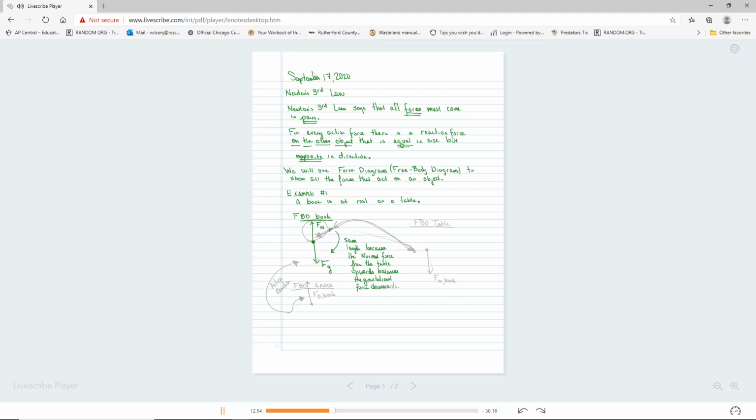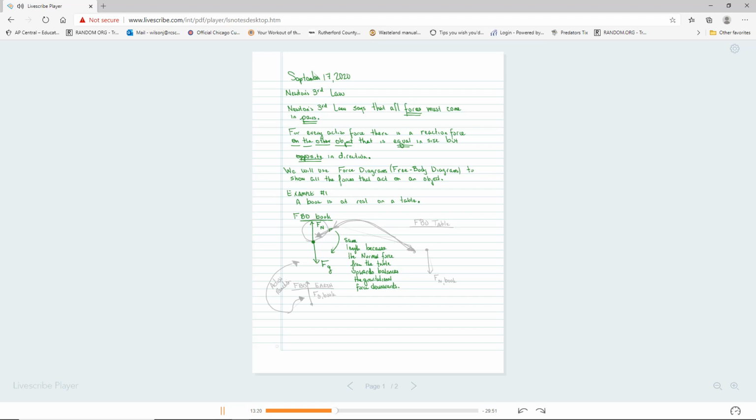Coach Wilson? Yes, sir. That's what I was trying to talk about. I didn't get back on the name of it. Right, but it's not an action-reaction pair because those two forces are acting on the same object. So to do an action-reaction pair, I need another object. See, I got to have two objects to have a force.